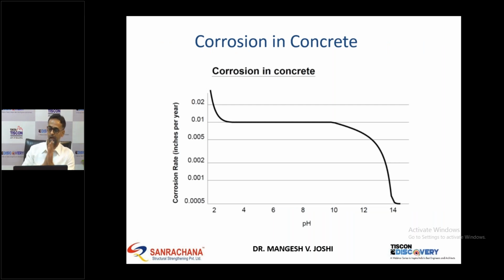If you see the pH value in this particular graph, on the x-axis is the pH value, on the y-axis is the rate of corrosion. And if you see, concrete is a highly alkaline material. So as long as your pH is in the range of say 10 to 14, the rate of corrosion is low. The moment your pH reduces, the rate of corrosion increases.